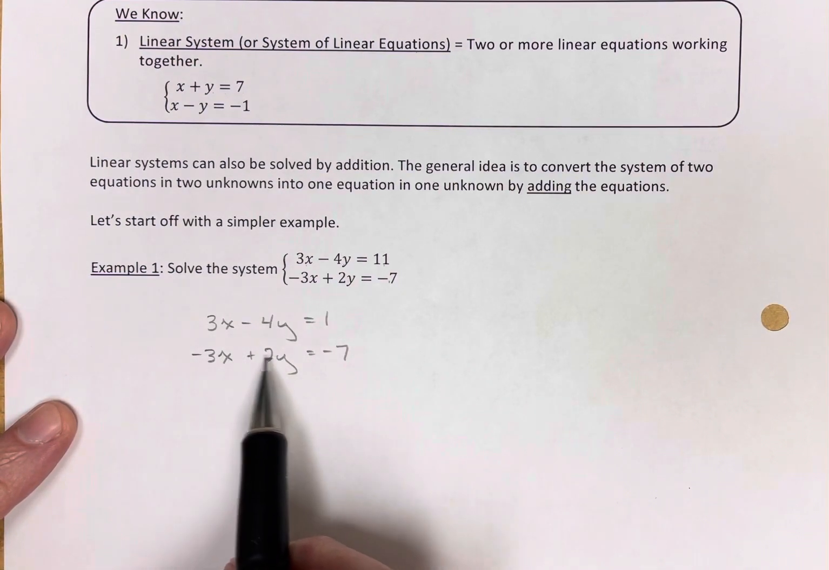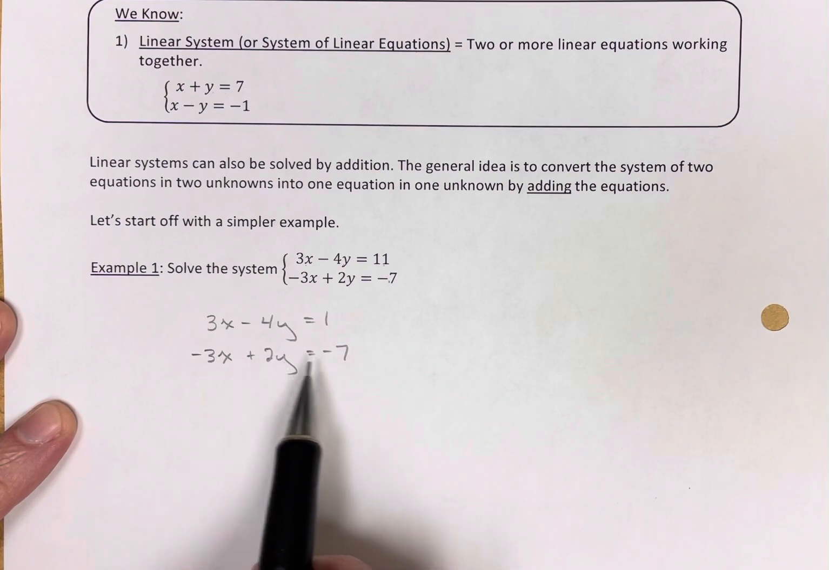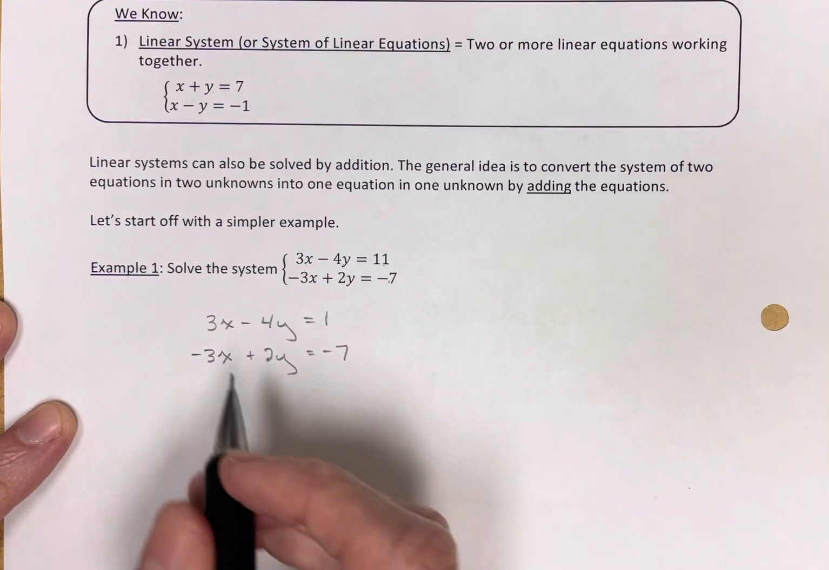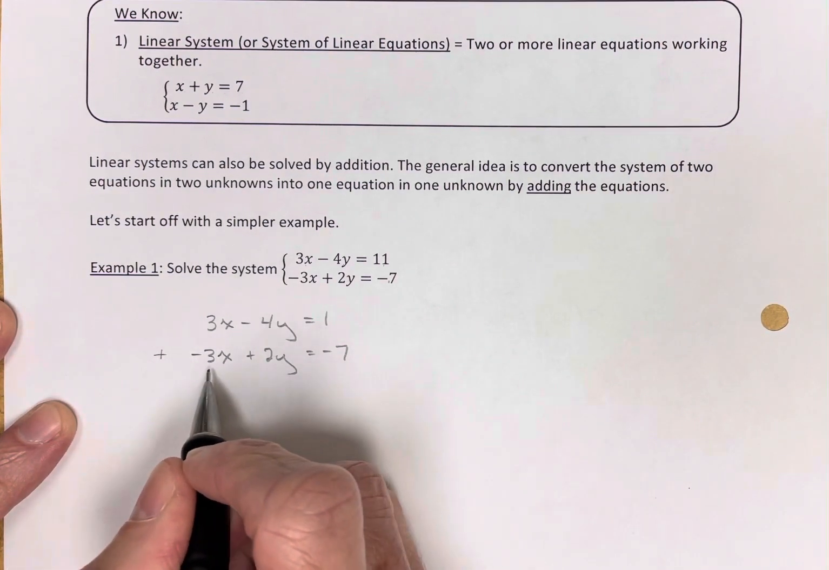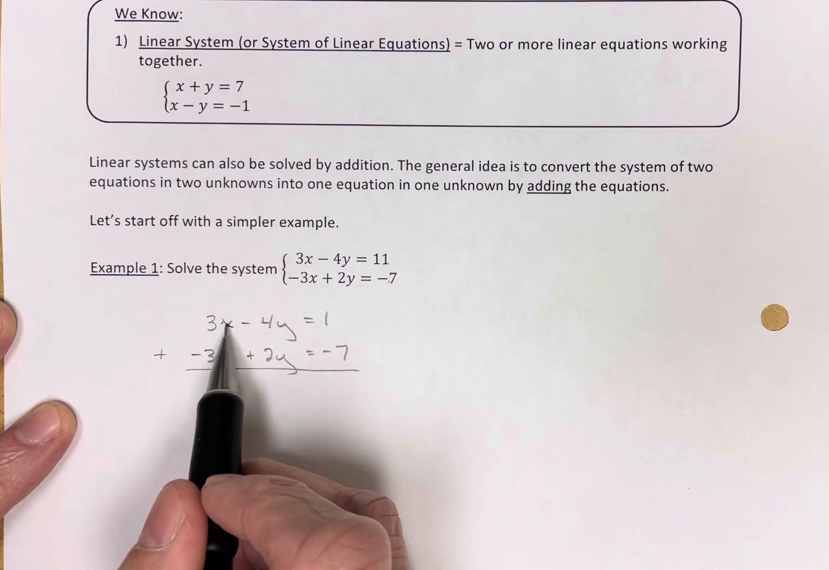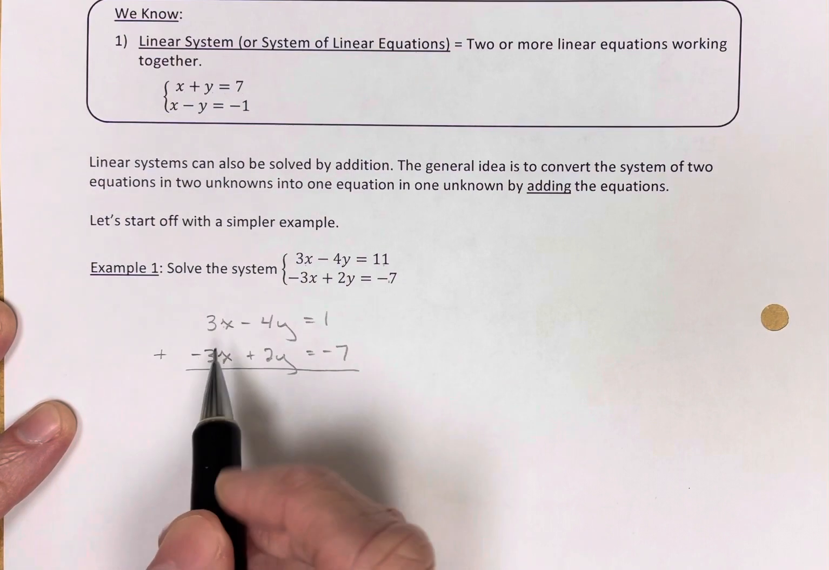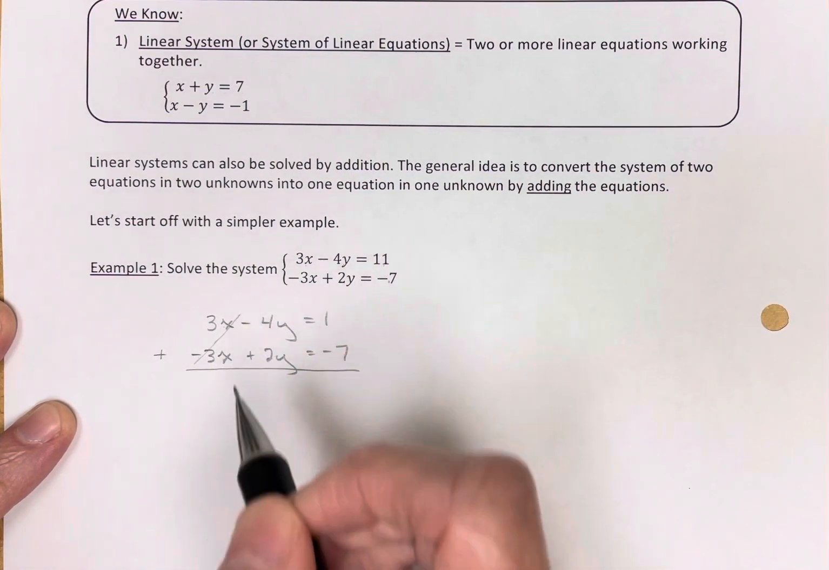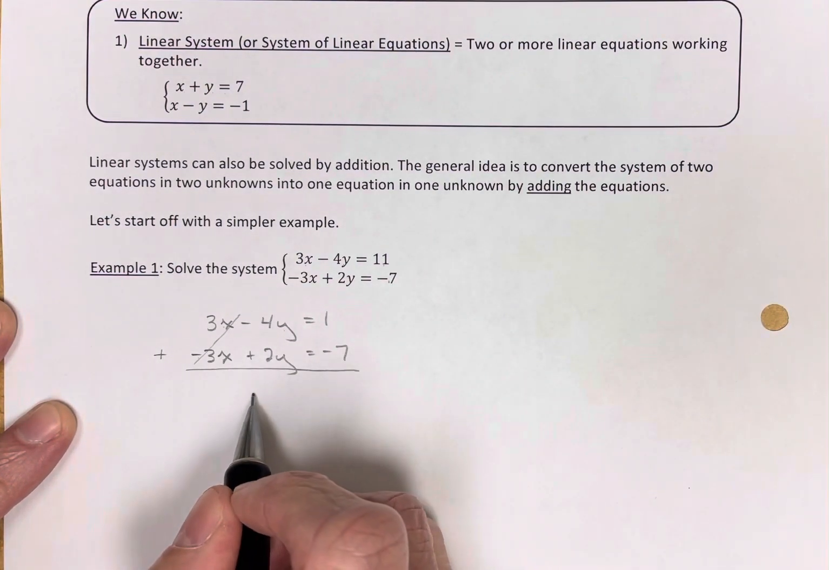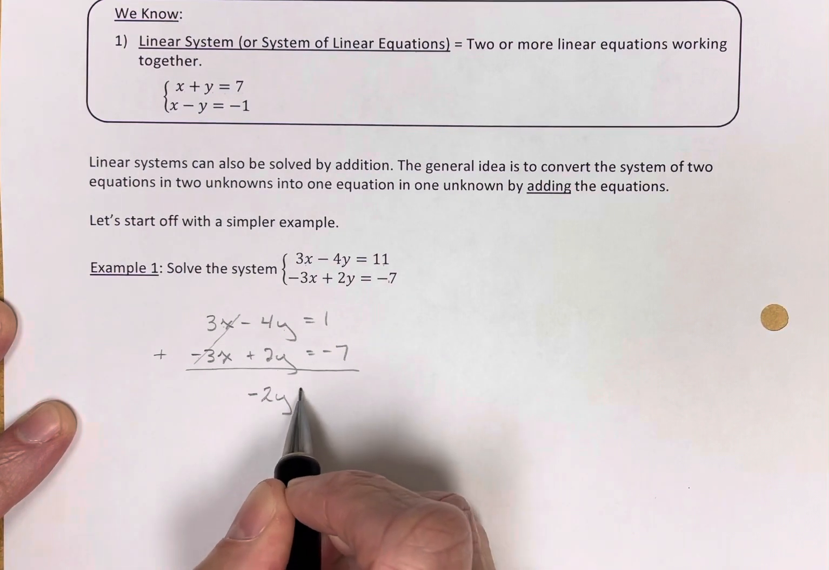Well, if this side equals this side, then these two things are the same thing. And so I can add them to both sides of the equation. So I can basically add them. And notice what happens here when I add up my x's. 3x plus -3x, I get no x's. So that is a big old 0. I add up the y's. Negative 4y and 2y is -2y.